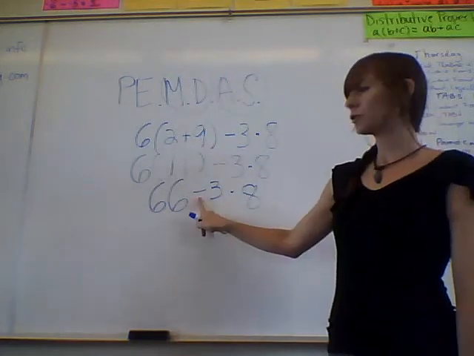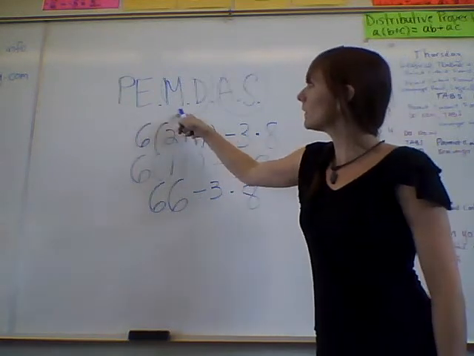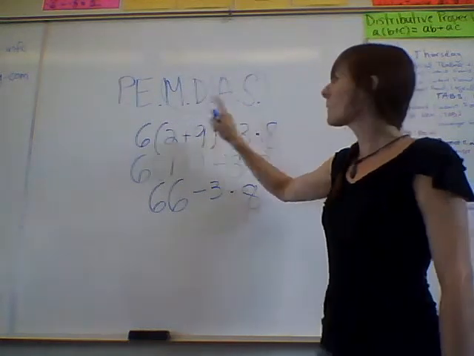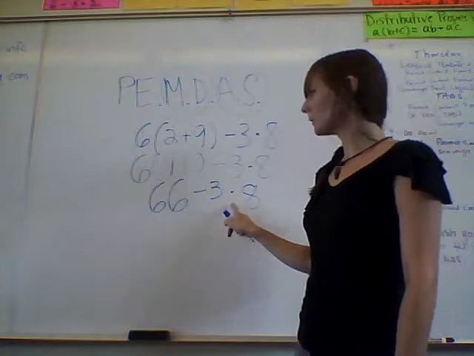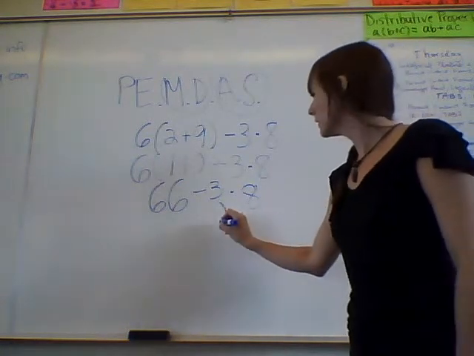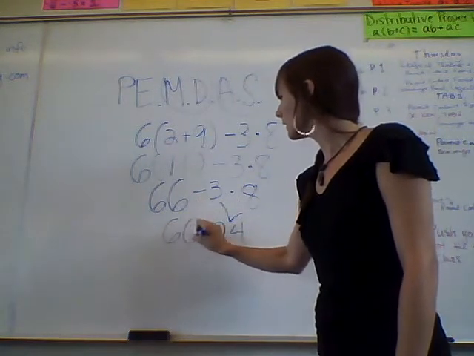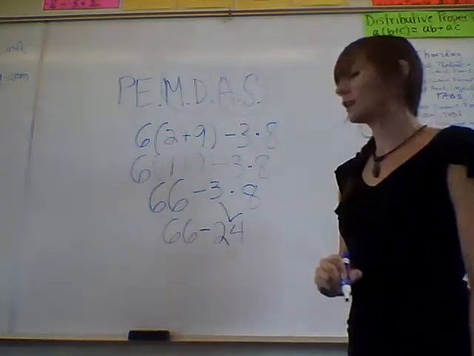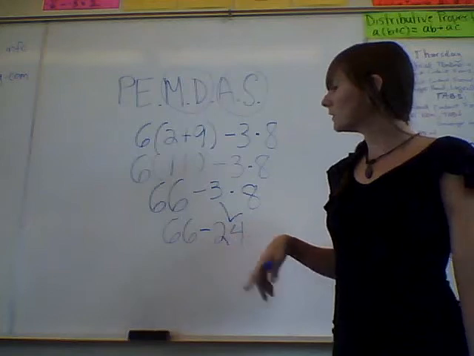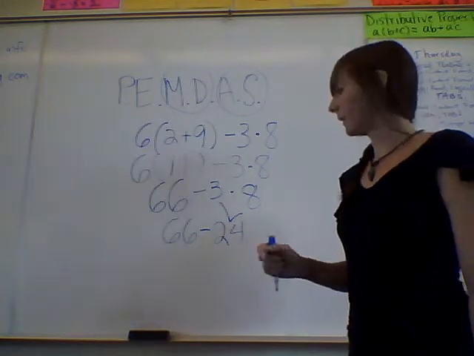Okay, so now we have a subtraction and a multiplication left. So according to PEMDAS, multiplication and division come before adding and subtracting. So we're going to multiply first. 3 times 8. 3 times 8 is 24. We're going to bring down the 66 and the subtraction sign, which can also be called a minus sign. Okay, this is also the difference between 66 and 24. That's another way to say it.